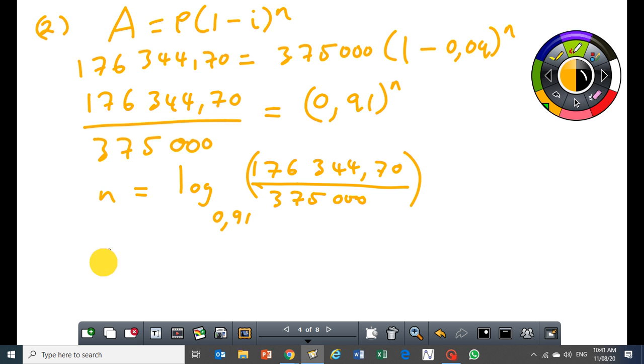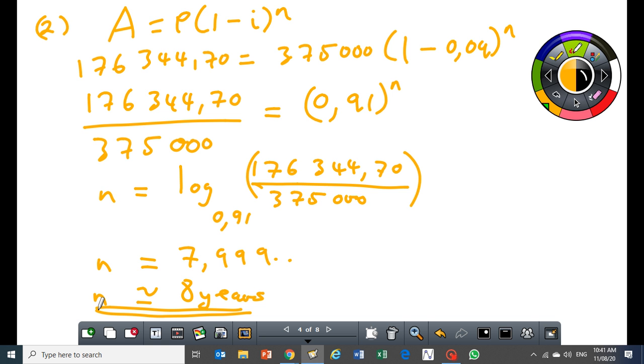If you simplify, what do you get here? 7.9999. There's six nines and one 8. So this will be approximately 8 years. If you round off to 2 decimal places, it will be 8 years. Did you get that? I hope you are marking your work. Let's carry on.